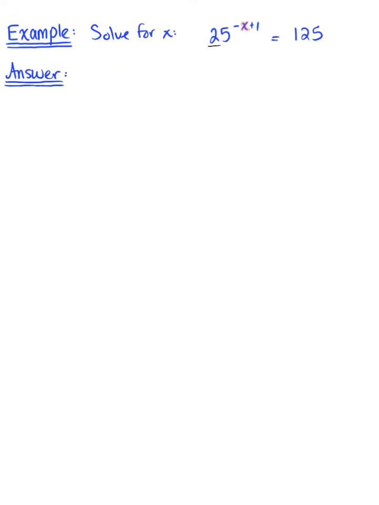So let's think about the number 25 and the number 125 to see if we can come up with a common exponential base. So 25. We know 25 is equal to 5 times 5, or 5 squared. Now, the number 125, we know that this is 5 times 5 times 5, or 5 cubed. So we have identified a common base. That common base is 5.